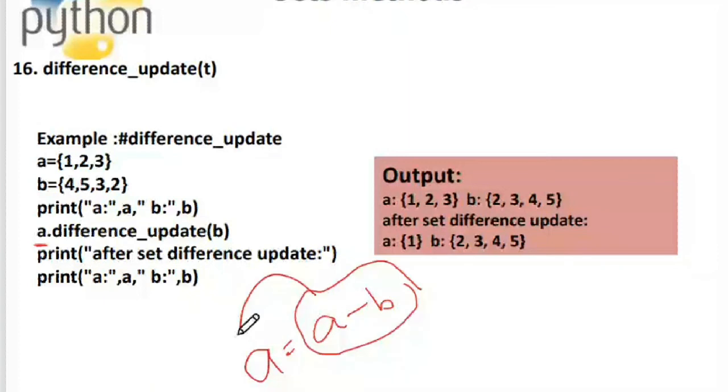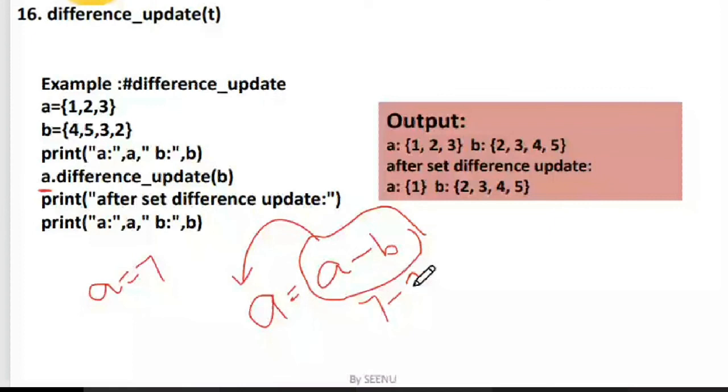Say, for example, initially A is equal to 7 and B is equal to 3. When I do 7 minus 3, I get 4. Now I put 4 into A. So A's value is now 4 or 7? 4, ma'am. That's what is called difference update.